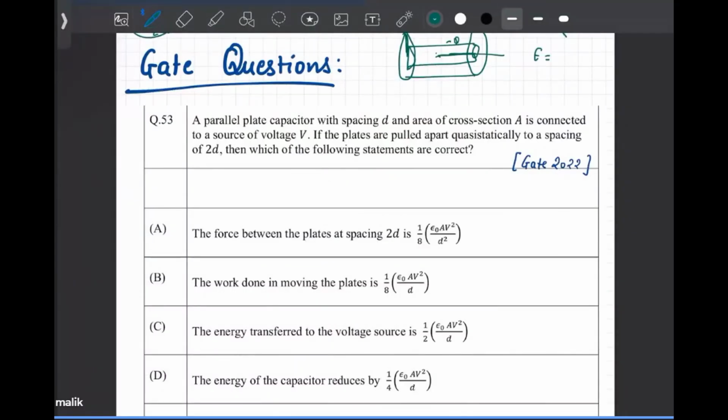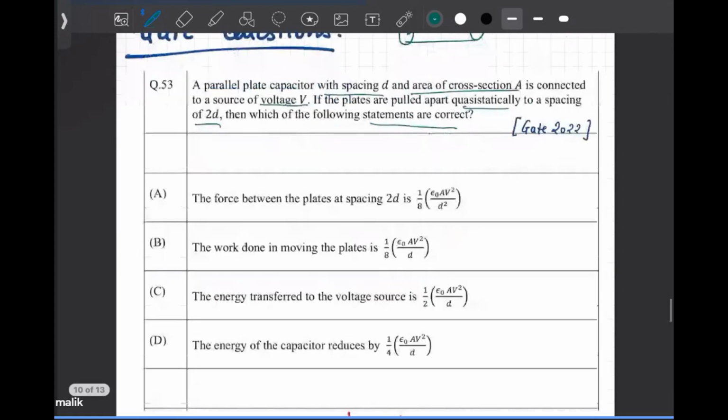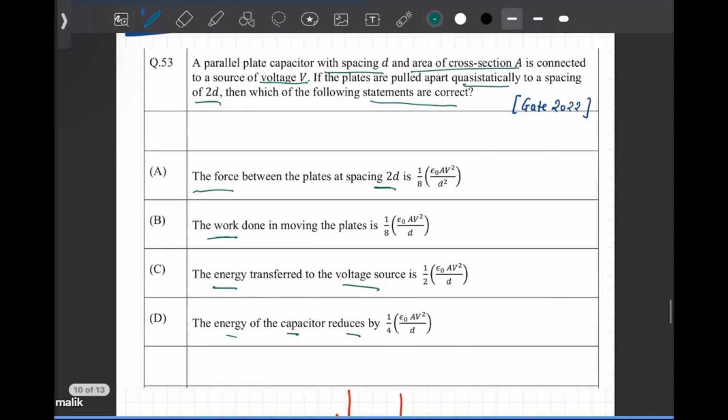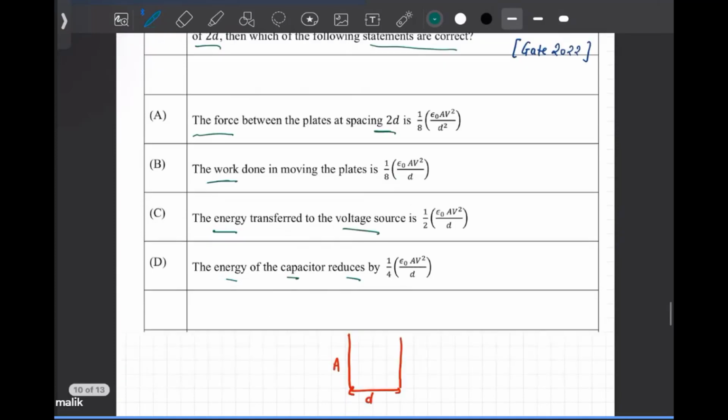A parallel plate capacitor with spacing D between two plates, area of cross section A, is connected to a voltage V. If the plates are pulled apart quasi-statically to a spacing 2D, which of the following statements is correct? What is the force at a spacing of 2D, the work done in moving the plates, the energy transferred to the voltage source, and the energy by which the capacitor is reduced? So we have to calculate these four quantities because we have to check all these statements.